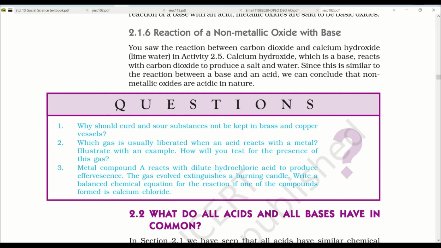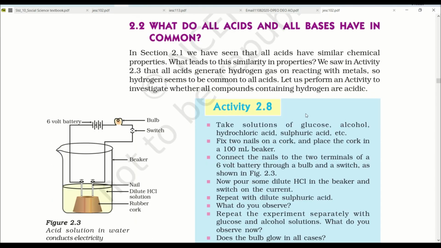Reaction of non-metallic oxide with base. You saw the reaction between carbon dioxide and calcium hydroxide in activity 2.5. Calcium hydroxide, which is a base, reacts with carbon dioxide to produce salt and water. Since this is similar to the reaction between a base and acid, we can conclude that non-metallic oxides are acidic in nature. What do all acids and all bases have in common?